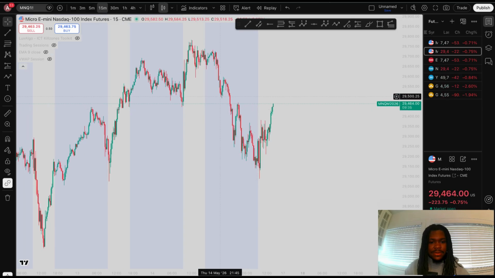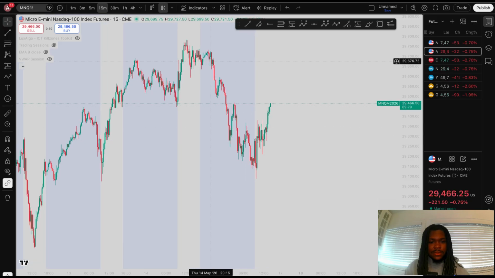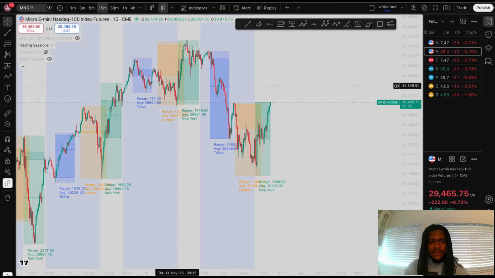This actually is what trend looked like today. As you can see, we were in a downtrend for Asia session. In London session, we were in a downtrend. So we were in a downtrend basically all day until New York session.